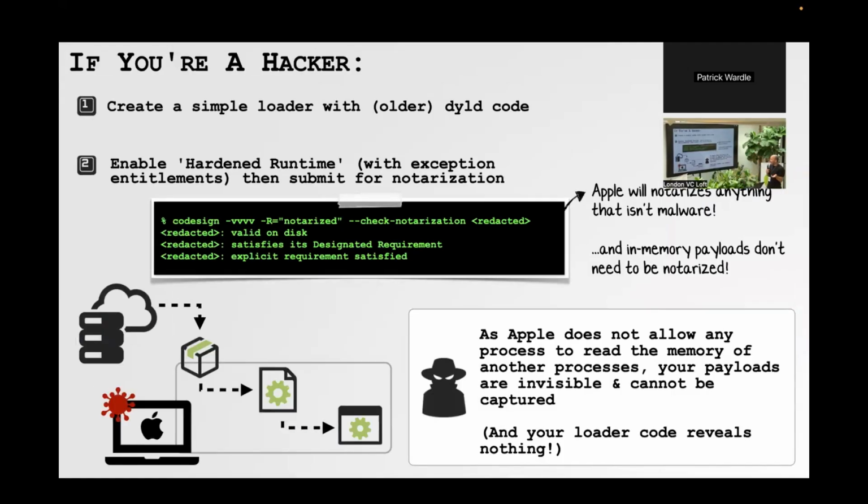So if you're a hacker, or a malware author, this is what you should do. You should create a very simple loader that contains the older version of DYLD, and I've released the proof of concept, so you can just use that. You can enable the hardened runtime with the exception entitlements and submit it for notarization.